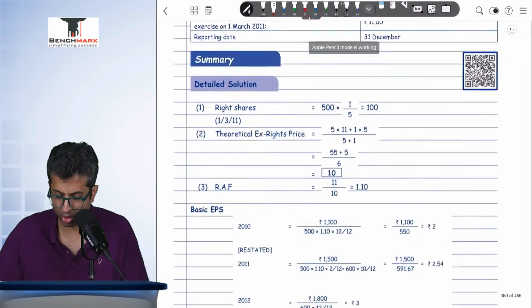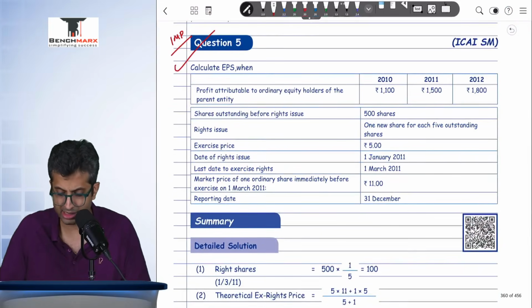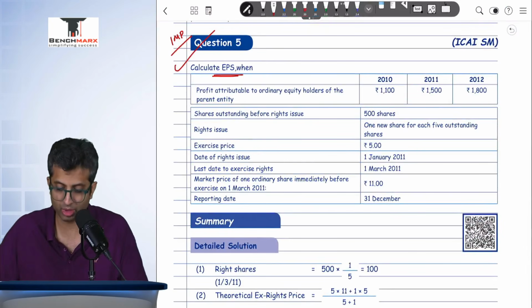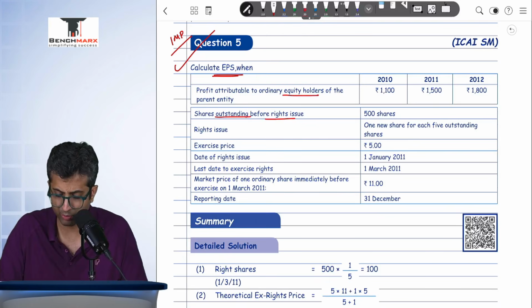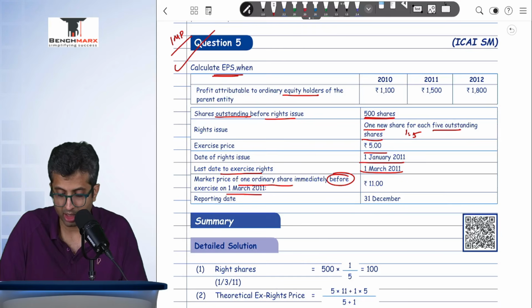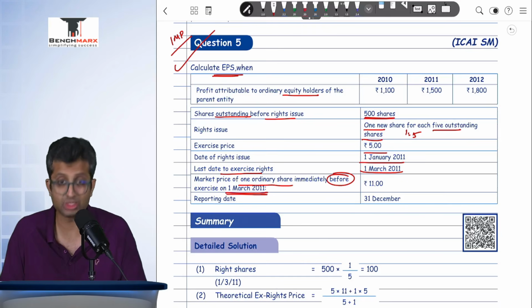So over here, an important problem, question number 5 for rights issue, is where you are supposed to calculate the EPS when the profit attributable to ordinary shareholders is given to you for three of the years. Shares outstanding before the rights issue are 500. Rights issue is 1 new share for each of the 5 shares outstanding. So the ratio is 1:5. Exercise price is 5. Date of the issue of right is 1st January and last date to exercise rights is 1st March. The market price of one ordinary share immediately before the exercise on 1st March is 11 rupees.